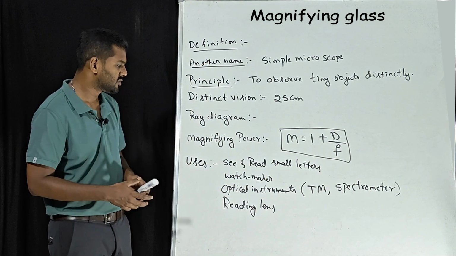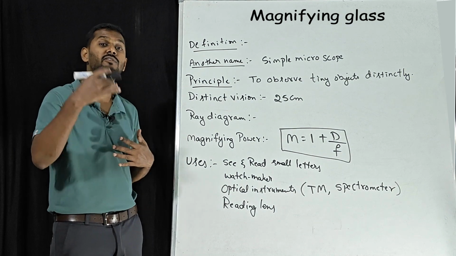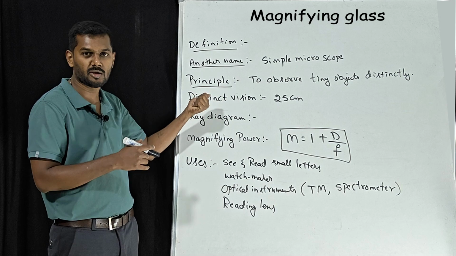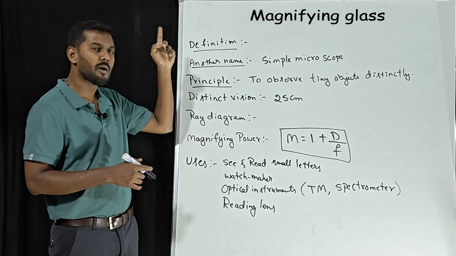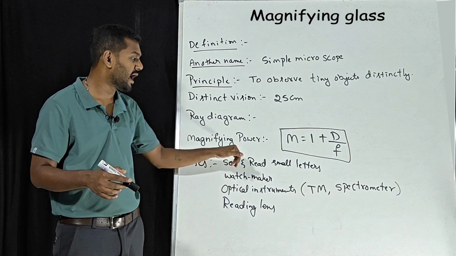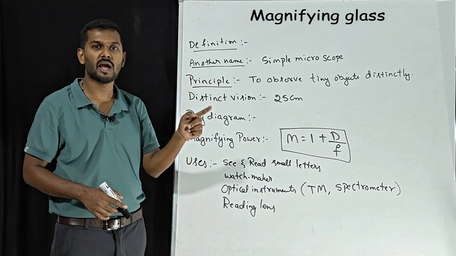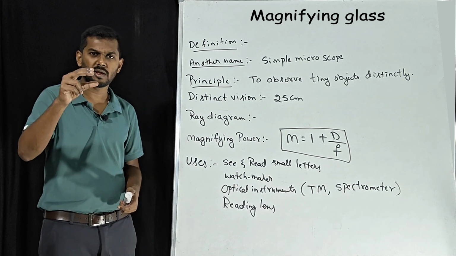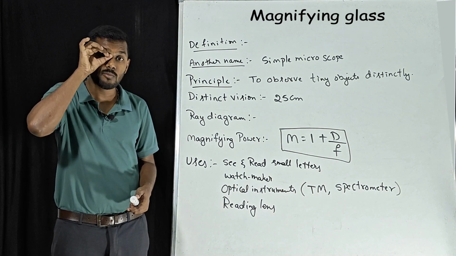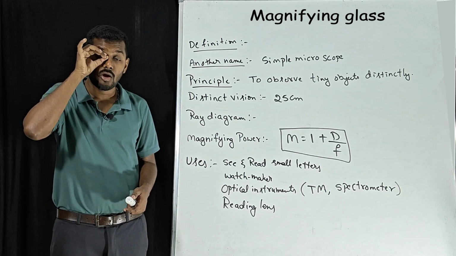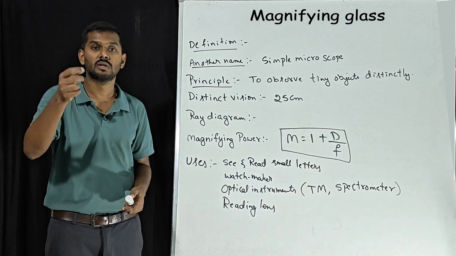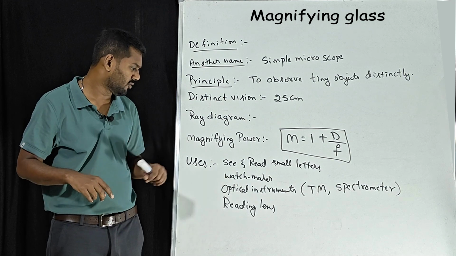Next, uses. So why we are using it and where we are using it. As I think you understood, we use a simple microscope or magnifying glass to see and read the small letters. Next one, watchmakers. Watchmakers will keep an eyepiece almost like this, to see the small parts and the screws of the watch. That is one application.